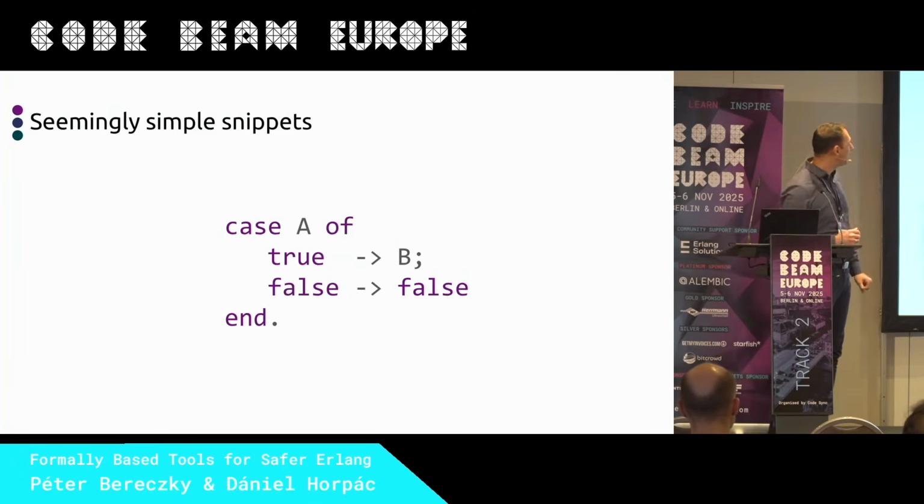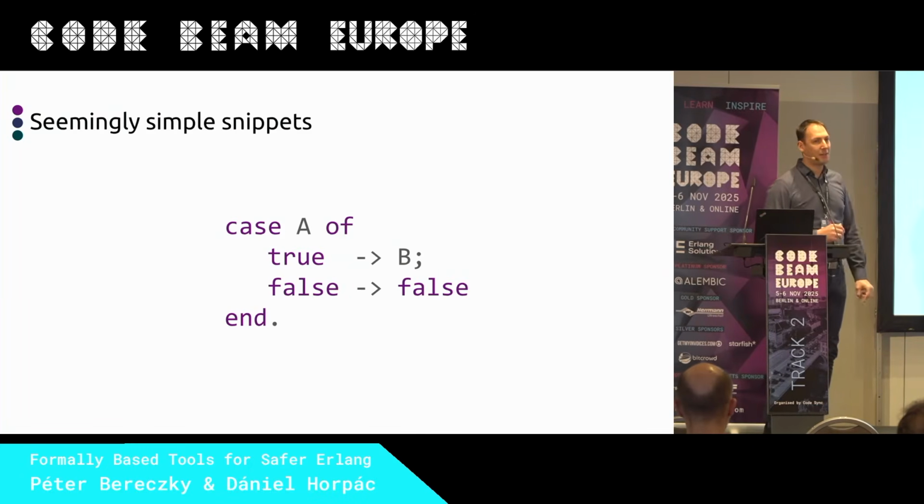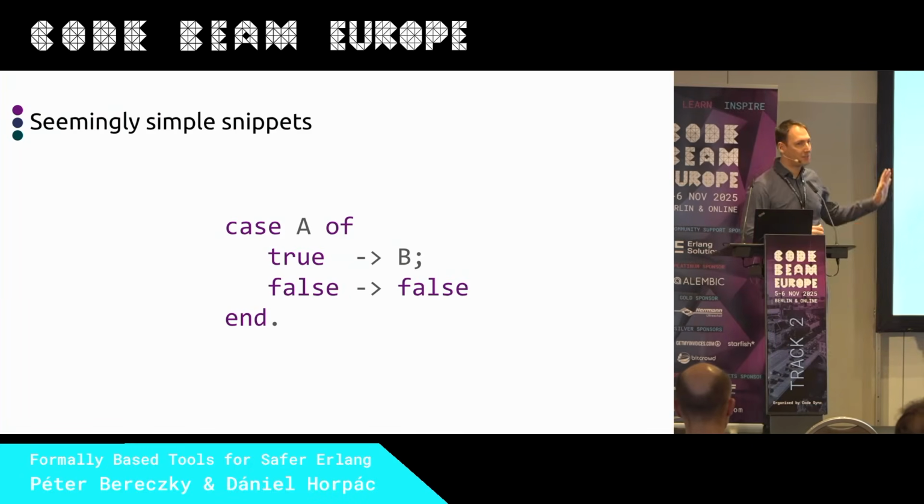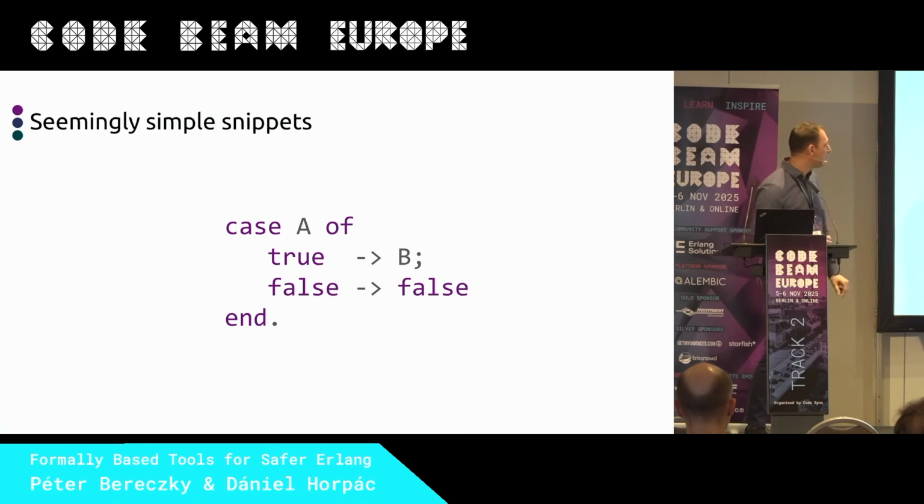So this is a seemingly simple snippet written in Erlang. Let's suppose that A or B are arbitrary values. Okay, so these are variables. They represent values, not expressions yet. So I invite you to think about how you would explain the behavior of this code to someone who doesn't know Erlang or doesn't know how BEAM-like languages work.